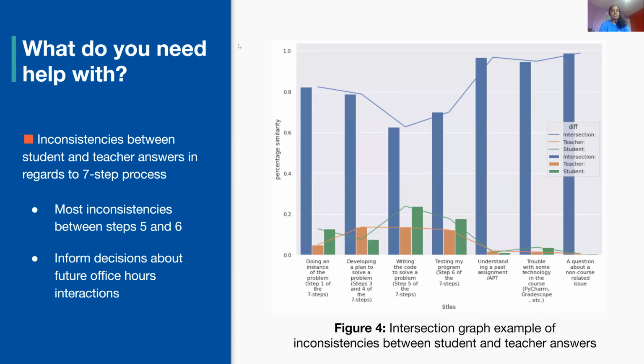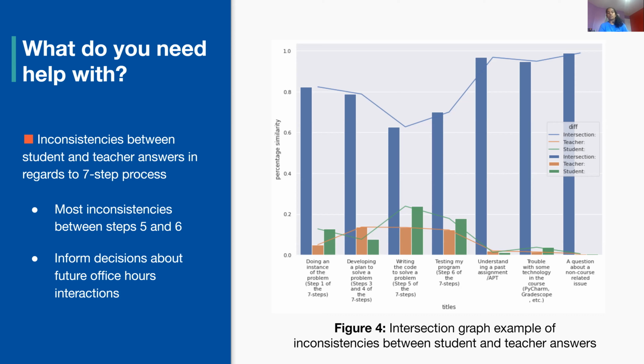So lastly, we analyzed the question that asked the student and the teacher what they needed help with. I asked the student before the office hours interaction, what do you need help with? And I asked the teacher after the office hours interaction, what did the student need help with? As you can see, this is an intersection graph of one of the courses, and there are inconsistencies in the student and teacher answers in regards to the 7-step process.